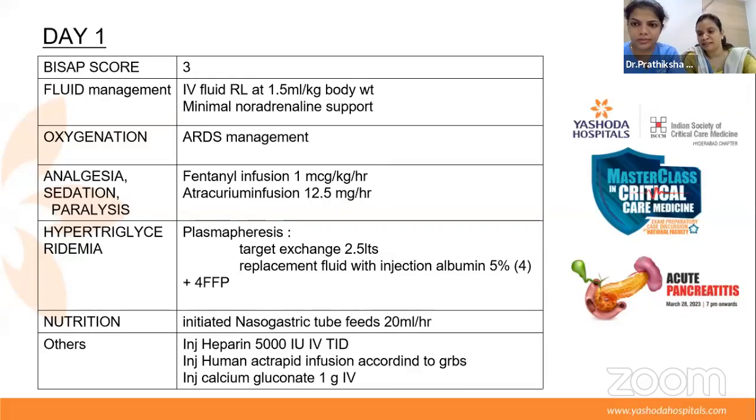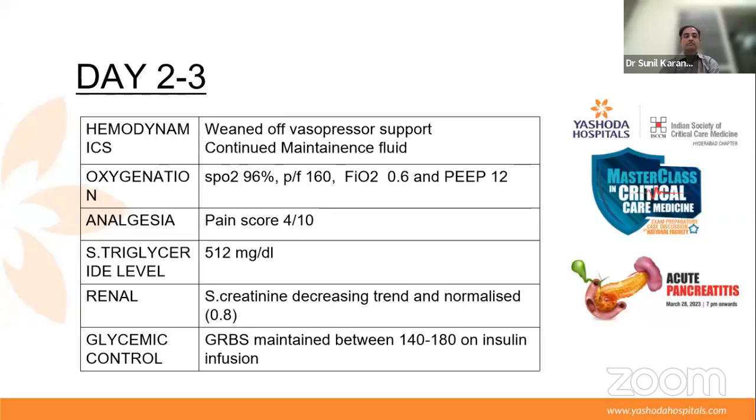Day 2 to 3, patient's hemodynamics were better. She was weaned off vasopressor support. We continued the maintenance fluid. Oxygenation wise, her PF ratios improved to 160. Initially, it was 80. Her pain reduced, a pain score of 4/10. Serum triglycerides also reduced to 512.